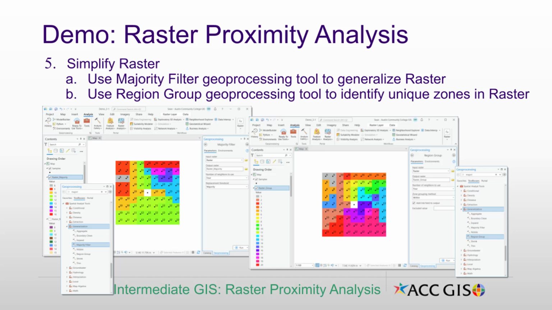In step 5, we'll simplify our raster. First, we'll use the majority filter geoprocessing tool to generalize our raster. Then we'll use the region group geoprocessing tool to identify unique zones in our original raster.